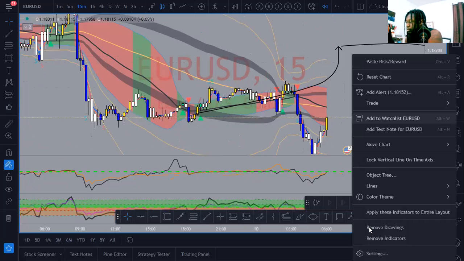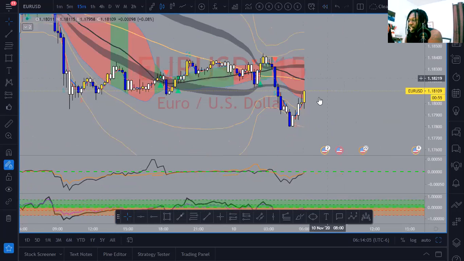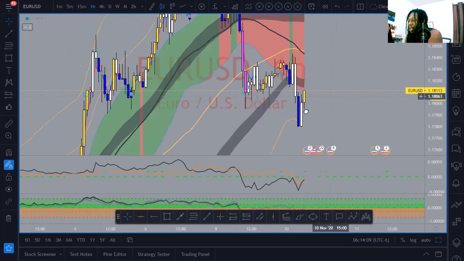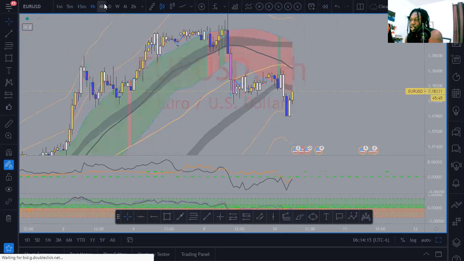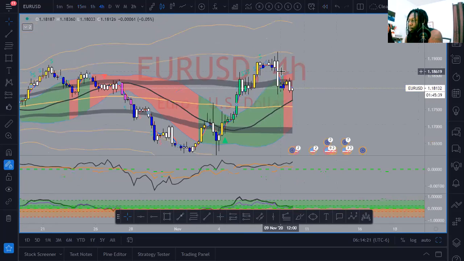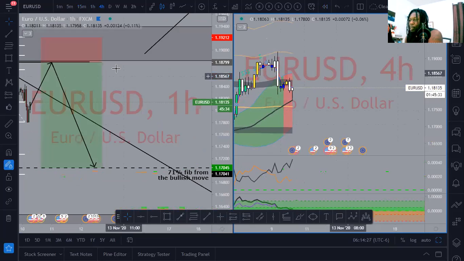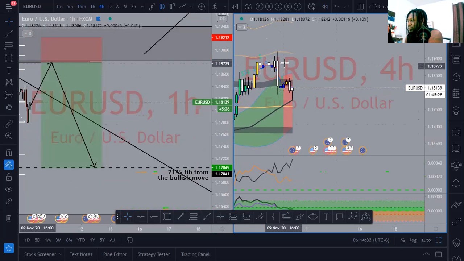So remove drawings, remove that. On the 15-minute time frame, I don't like how it looks necessarily to get into any trades, and the 1 hour likewise. So right now I'm just going to go off of price action, and like I mentioned, I want price to come back up to 1.18800, which is right around over here. And then I want the continuation to the downside personally.